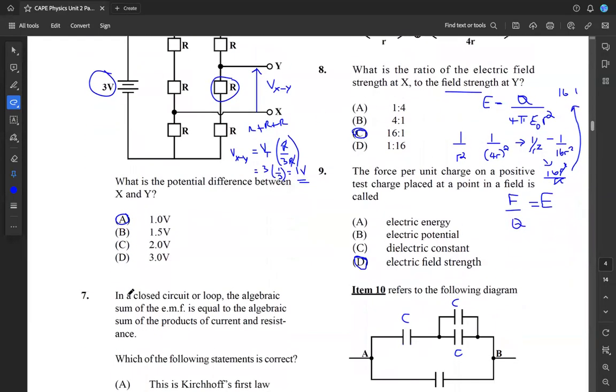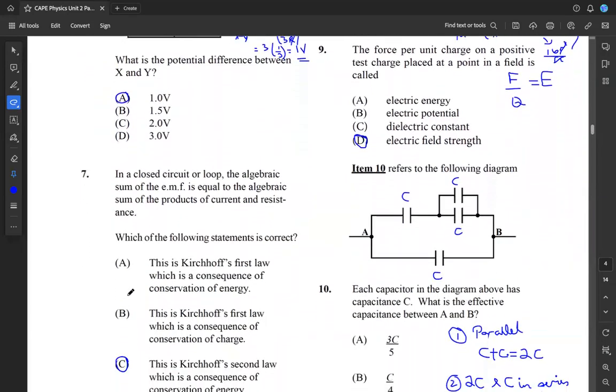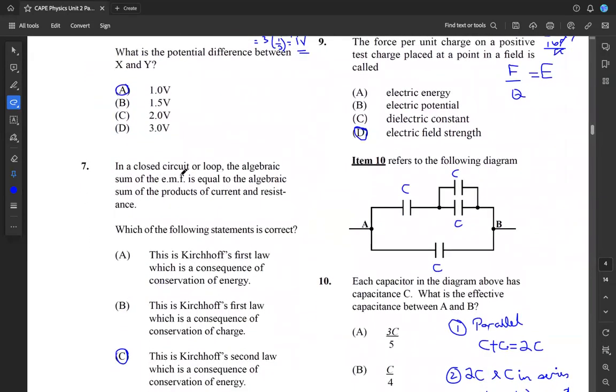So moving down to number 7 now. Number 7 is saying that in a closed circuit or loop, the algebraic sum of the EMF is equal to the algebraic sum of the products of current and resistance. So this is Kirchhoff's second law, you might remember. And so they're asking us which of the following statements down here is correct.